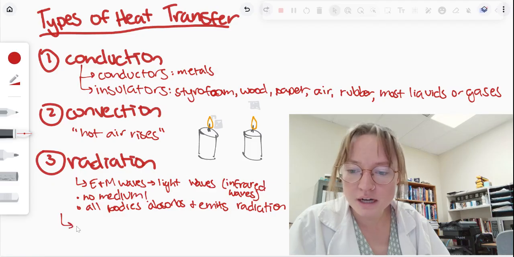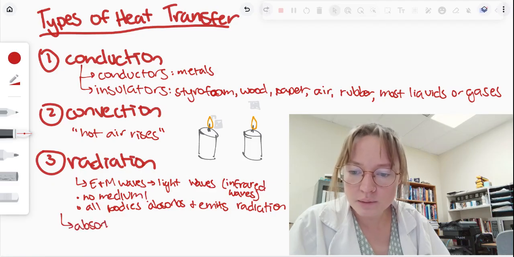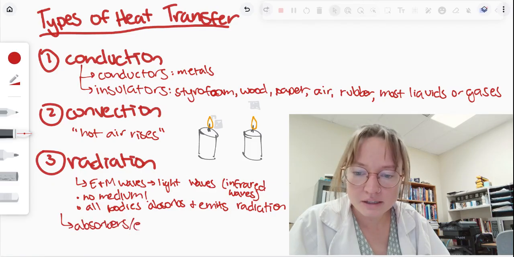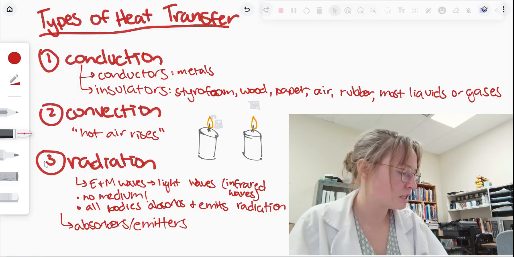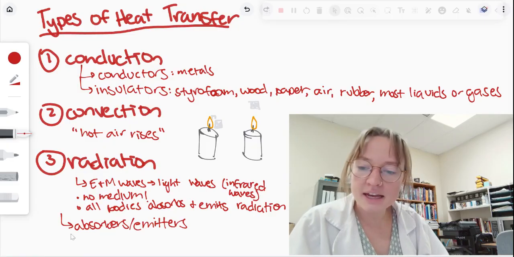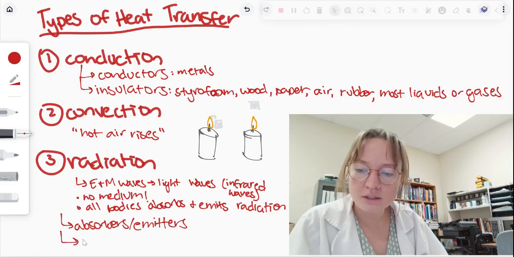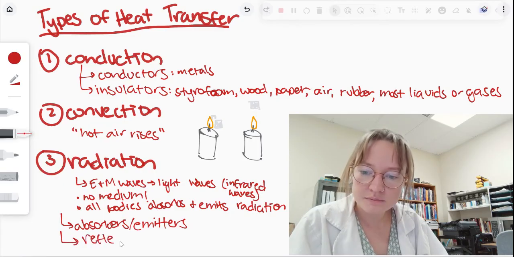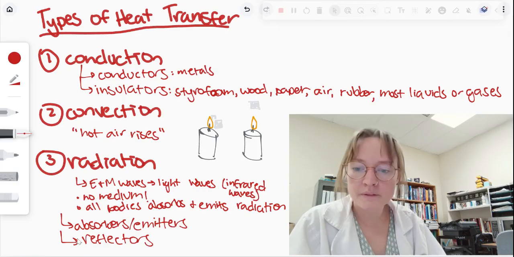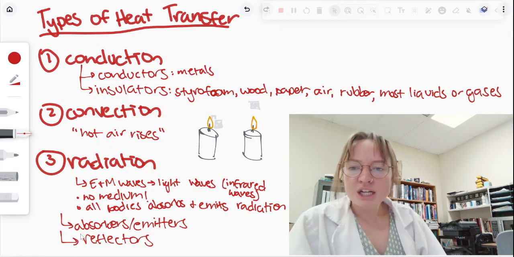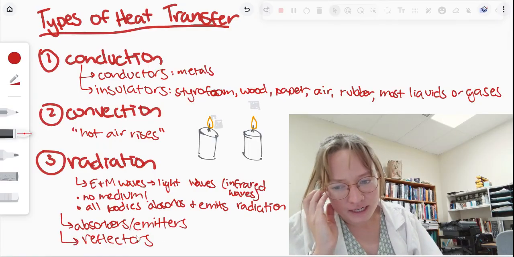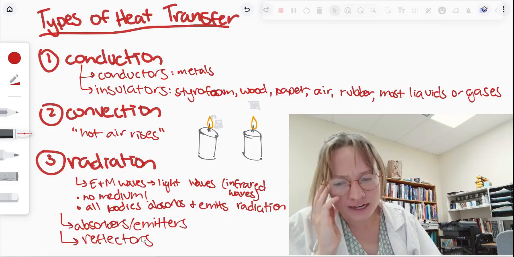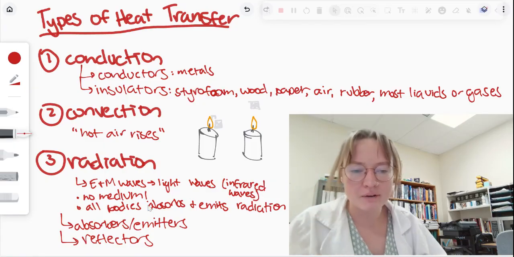With radiation, we talk about absorbers or emitters. You'll see in a second we use both interchangeably. And then we also talk about reflectors. An object that is a good absorber of radiation is also a good emitter of radiation, and an object that's a good reflector of radiation is bad at absorbing and emitting radiation.